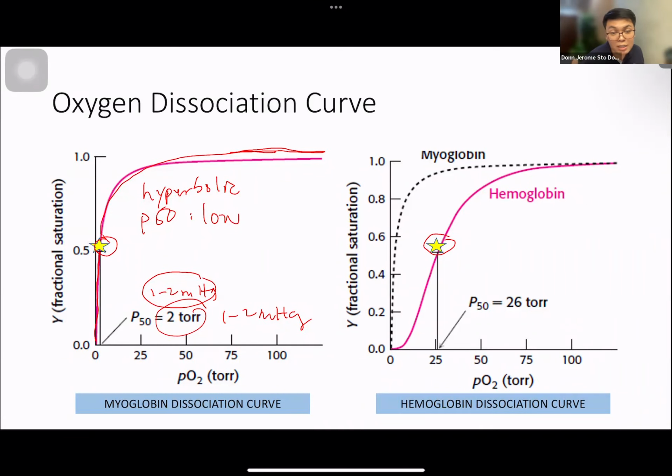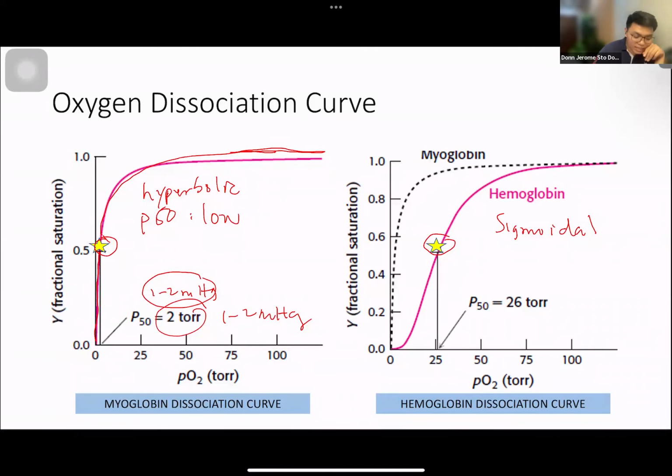So, let's discuss your hemoglobin. The hemoglobin dissociation curve is different from your myoglobin dissociation curve in that it exhibits several features. The shape of your hemoglobin dissociation curve is sigmoidal, and this tells you that it exhibits a positive cooperativity effect. Right? What did we say about positive cooperativity? Binding of the first oxygen would facilitate the binding of the second, the second to the third, and the third to the last oxygen.